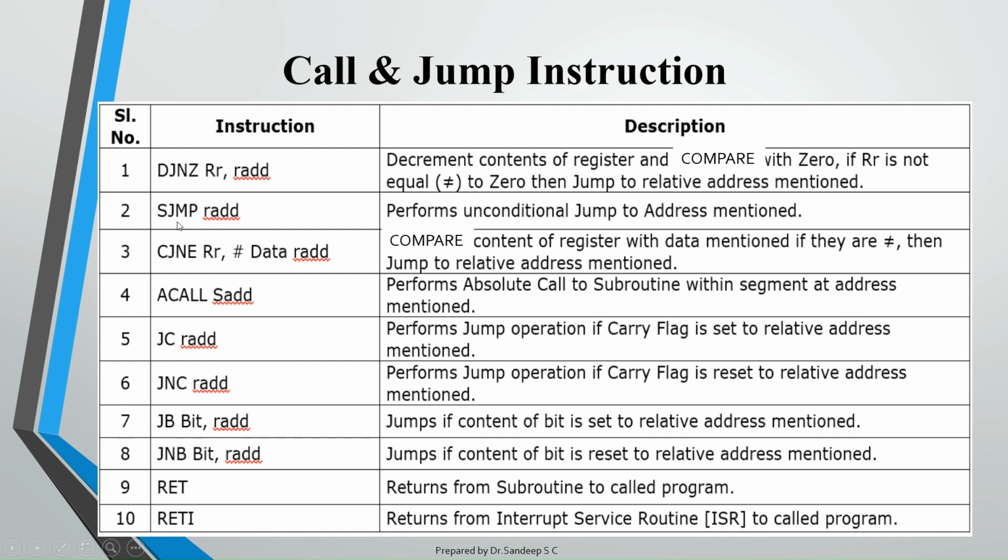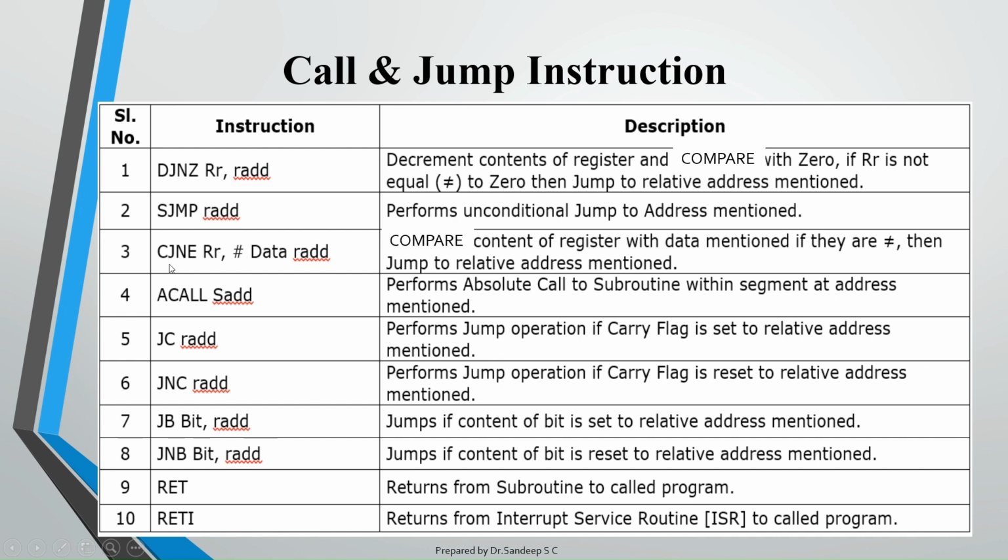Then we have SJMP, that is a short jump, and we'll give just an address. The address is given in terms of a label, not the direct address. It can be given just as a label also. SJMP is an unconditional jump, so there is no condition checked. Whatever label we give, it will directly jump there.